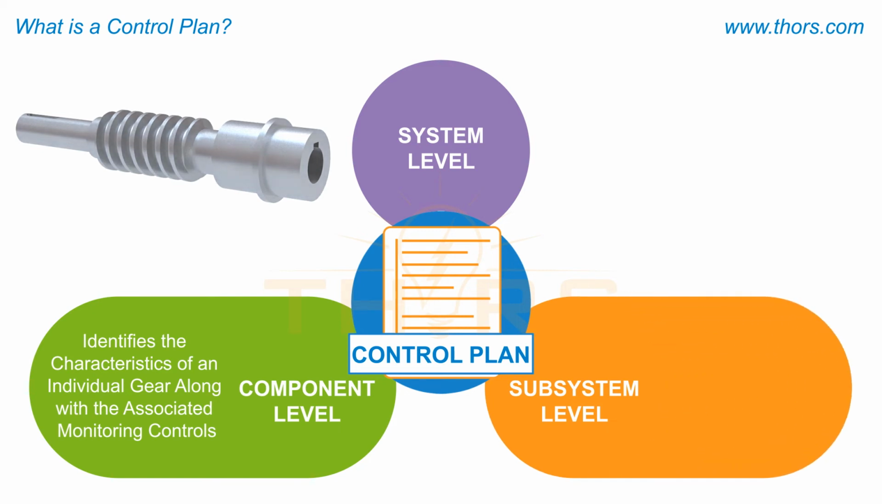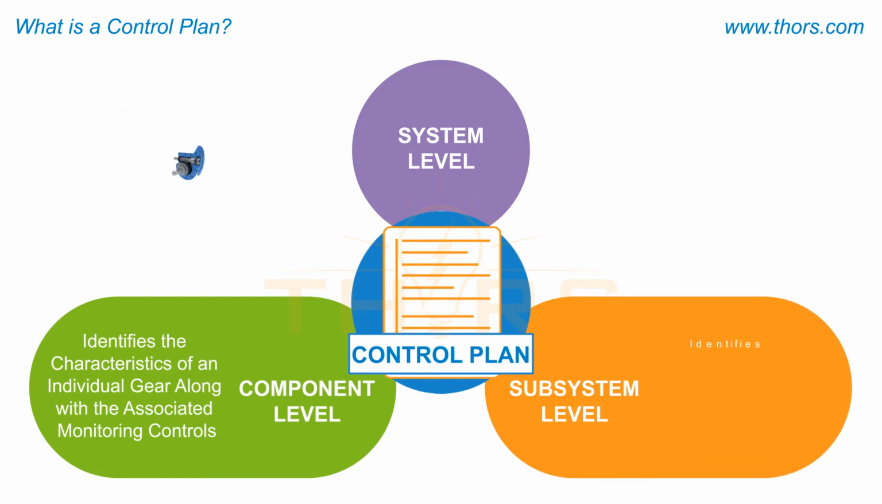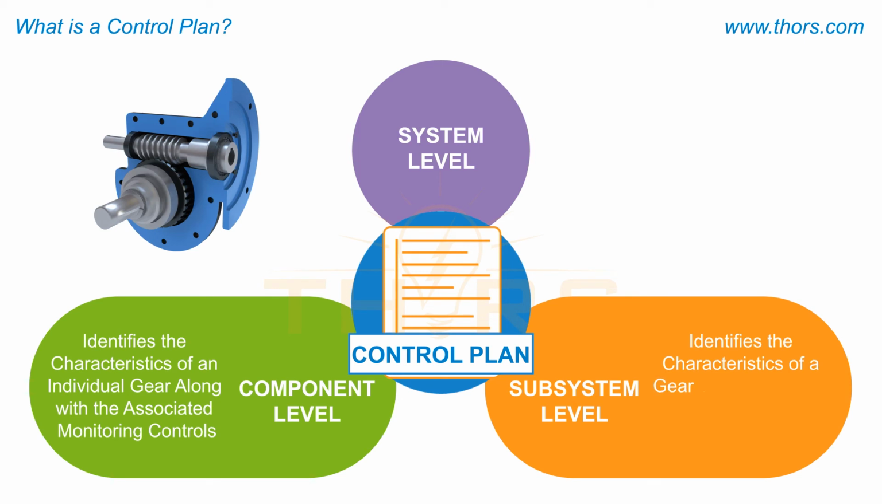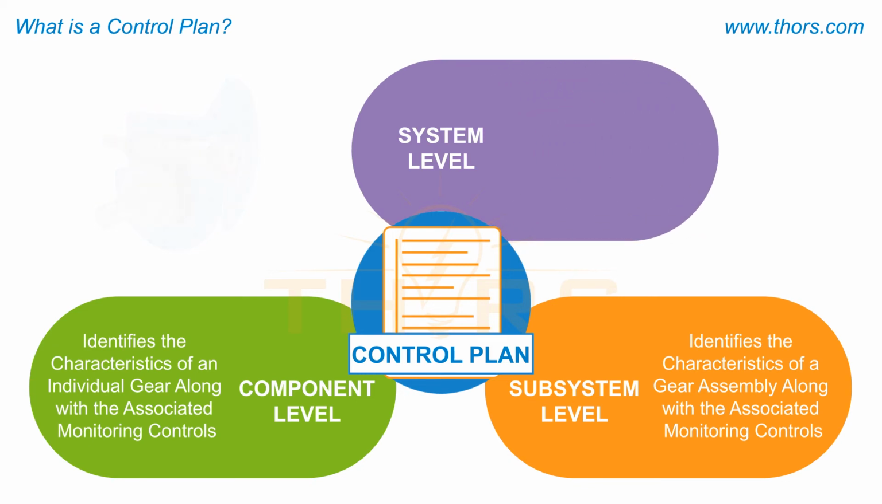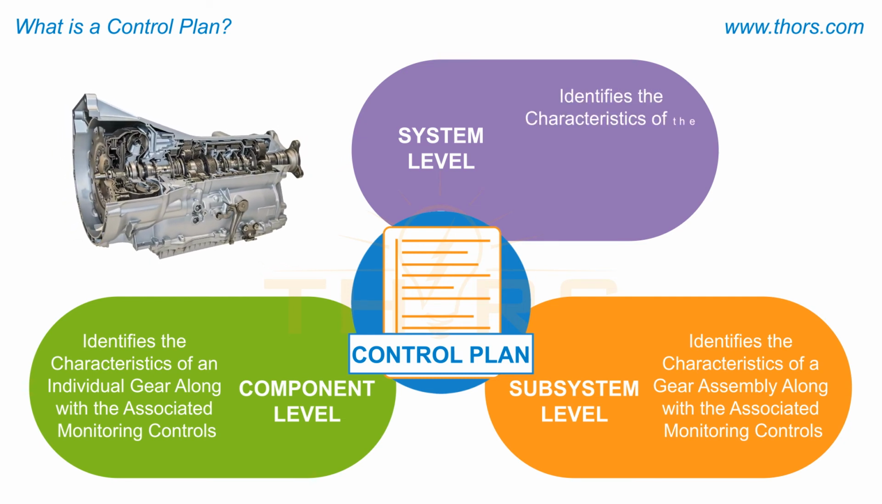In the same way, a subsystem level control plan identifies the characteristics of a gear assembly, which has multiple components, along with the associated monitoring controls that are implemented to control the production. Similarly, the system level control plan identifies the characteristics of the entire transmission system, along with the associated monitoring controls that are implemented to control the production.